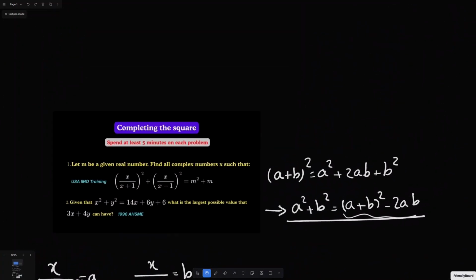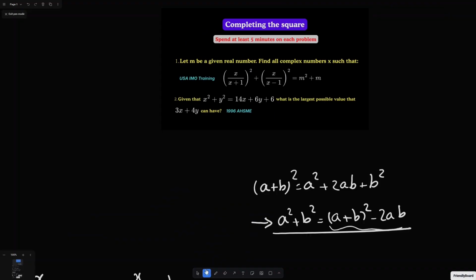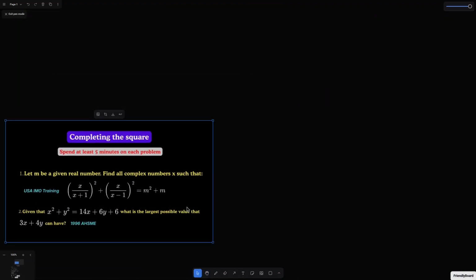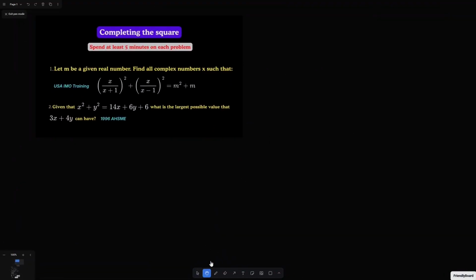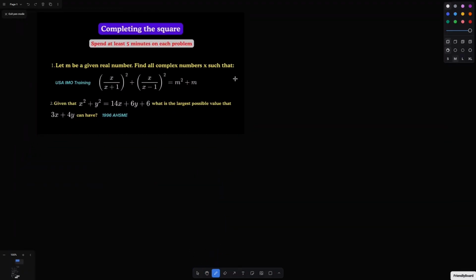Now let's take a look at the second problem. I'm going to move this somewhere with more space. Let's see, maybe here. Yeah, this is better. Again, first try to solve it yourself. The second problem says that given that x² plus y² equals 14x plus 6y plus 6, what is the largest possible value that 3x plus 4y can have? I'm going to put the link as well for the solutions for these problems.